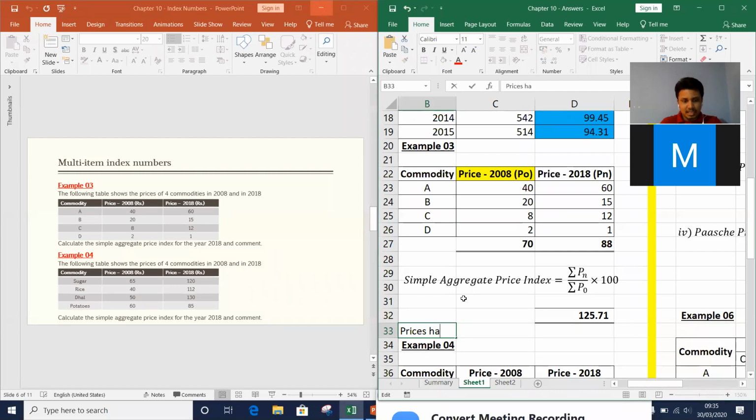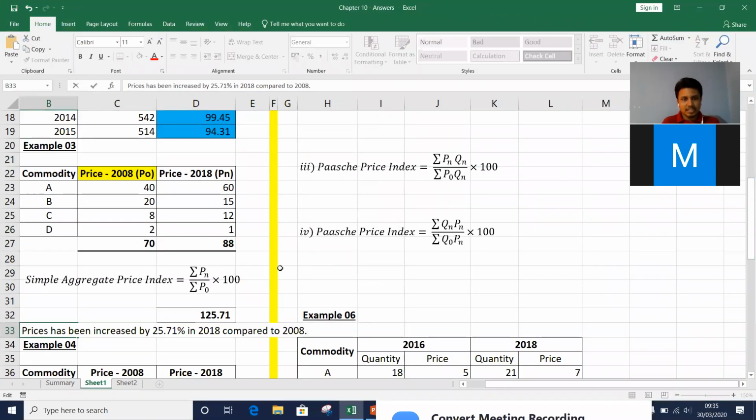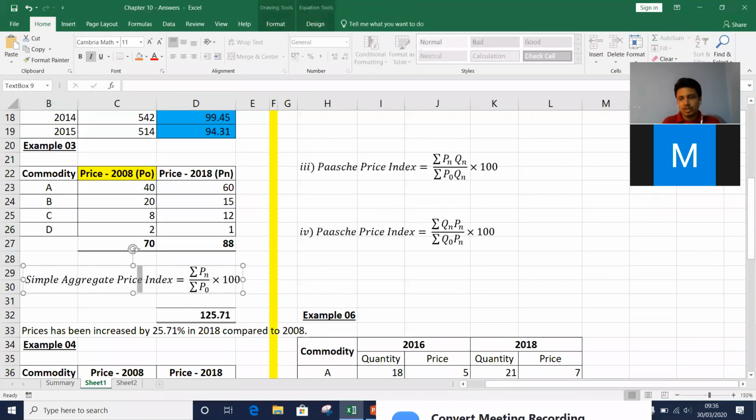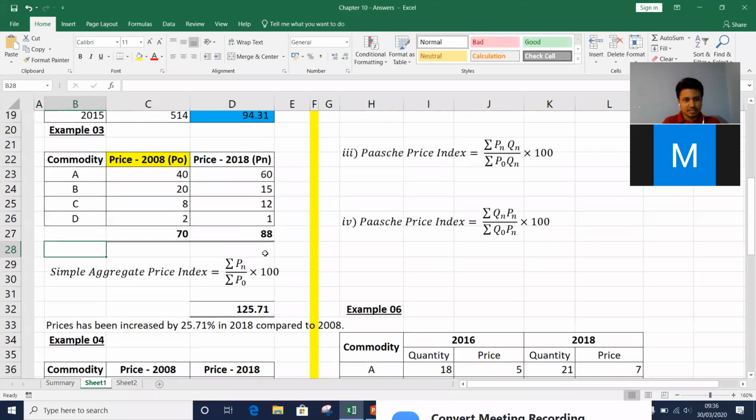Have the prices increased or decreased? Increased. Prices have increased by what percentage? 25.71% in 2018 compared to 2008. Right? Compared to 2008, the prices have increased by 25.71%.